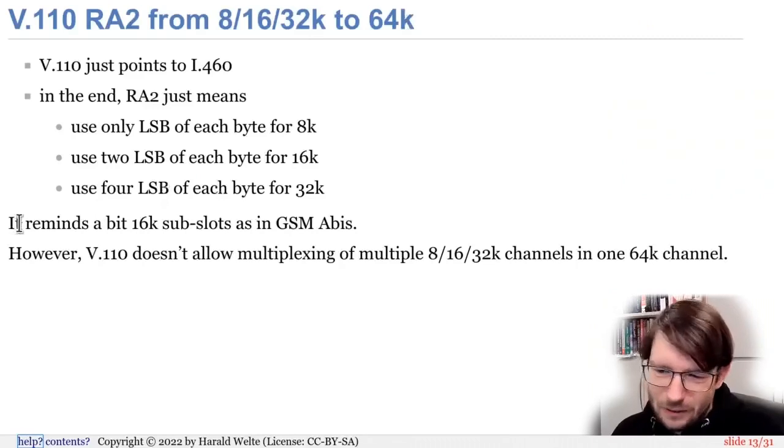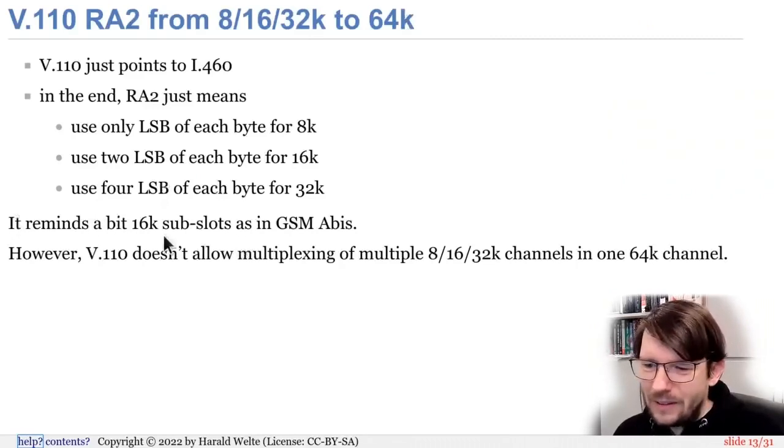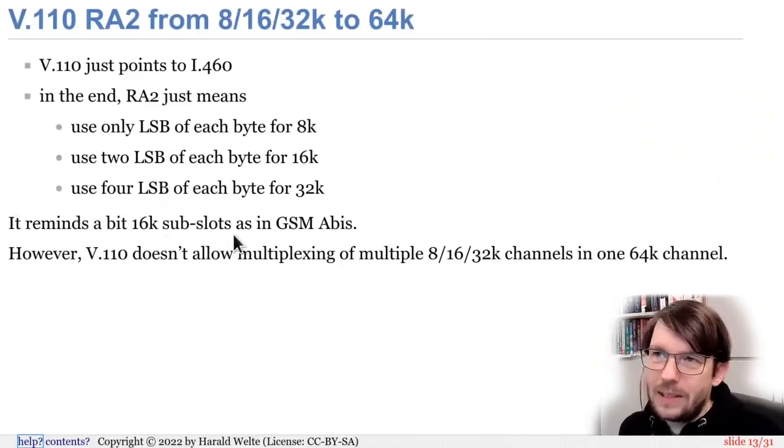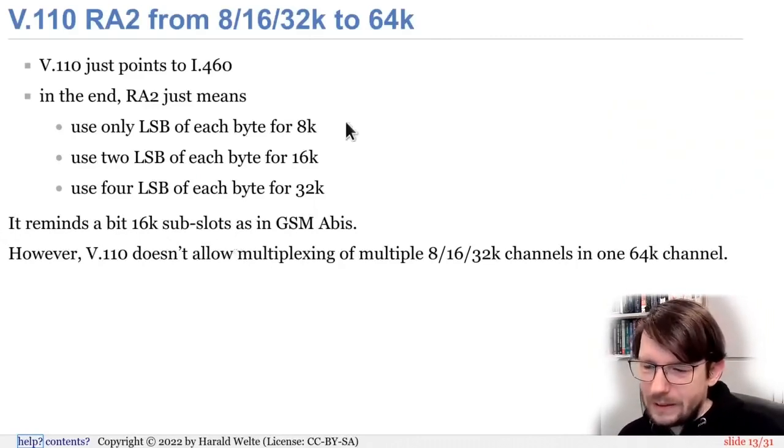And in case you've seen GSM before, it reminds a lot of the 16 kilobit subslots as we have in the GSM Abis interface. But one difference here is that in V.110, you cannot multiplex several different serial signals through one 64 kilobit slot, whereas in GSM that is the normal case. So you have 4 16K slots going into one 64K slot, but here we waste all the additional bits in this V.110 spec. You cannot multiplex.